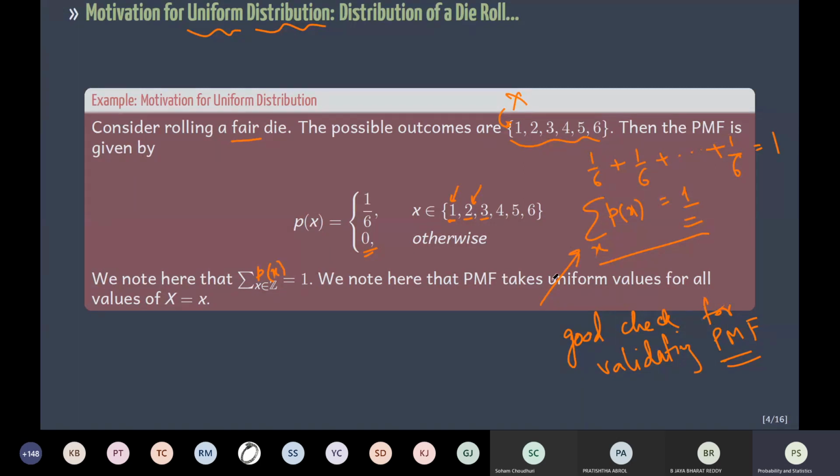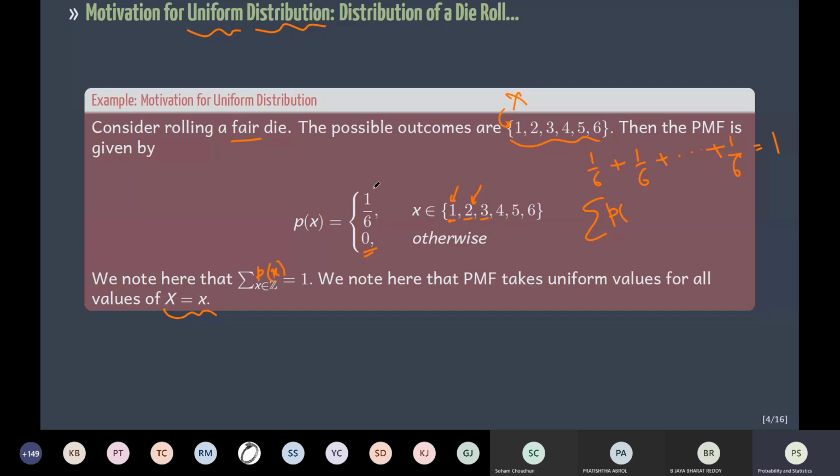Okay, so what we note here is that the PMF takes uniform values for all values of x. So this is the uniform value it's taking for all values of x. That's why we call this uniform distribution. Any experiment in which every outcome has the same probability is called a uniform distribution. Everything with this criterion, we put into uniform distribution. There will be many things, even a coin toss, half. That also comes under the category of uniform distribution.